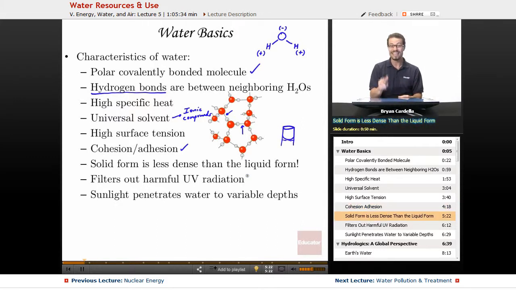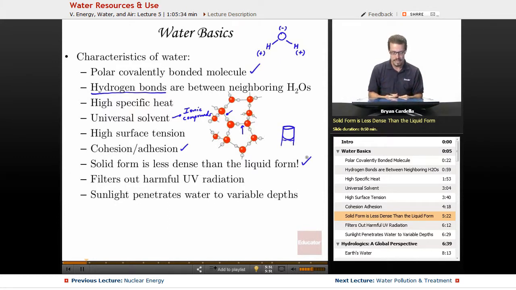The solid form is less dense than the liquid form. This is extremely important. There is no other liquid I know of that has that quality, where ice is actually less dense than liquid water. That's why ice floats on the surface of your glass as long as it's frozen and not melting. Well, as it melts, of course, it becomes liquid water. This is why if you were to put a full glass of water in the freezer, it's going to end up having ice past the lip, right? The ice will end up taking up more space.